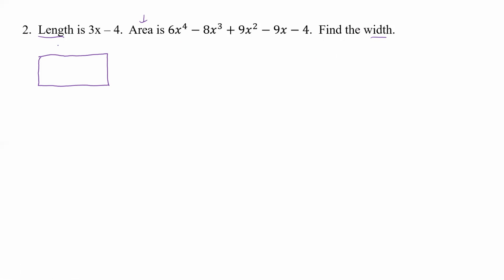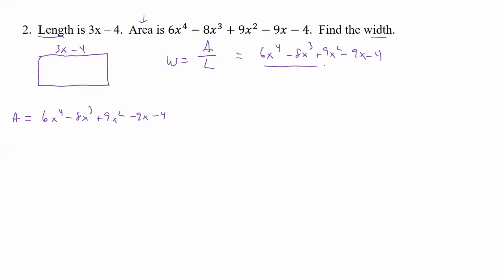So area is just length times width. So this is going to be 3x minus 4, and area equals 6x to the fourth minus 8x cubed plus 9x squared, and that's 4, 3, 2, 1, so then minus 9x minus 4. Now we already know that width is equal to the area over the length. And so that's going to give us 6x to the fourth minus 8x cubed plus 9x squared minus 9x minus 4, all over 3x minus 4.